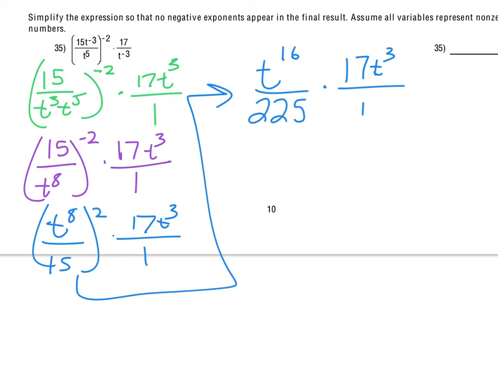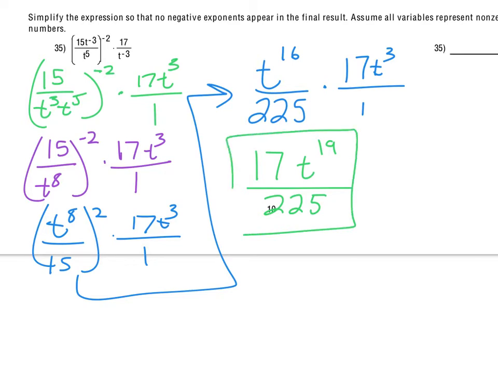At this point, when we multiply those fractions together, we're going to have a 17 in the numerator, and then the t to the 16th and t to the 3rd would multiply together. That would add those exponents, so we get 16 plus 3 is 19, and of course 225 times 1 is just 225. 17 and 225 don't reduce, 17 being a prime number, its only factors are 1 and 17, and 17 is not a factor of 225. So this is what we're looking at for the answer there.